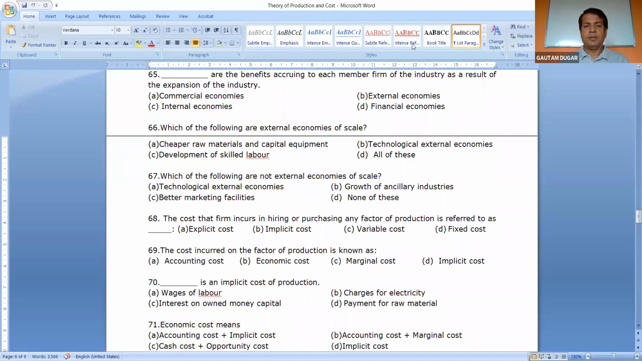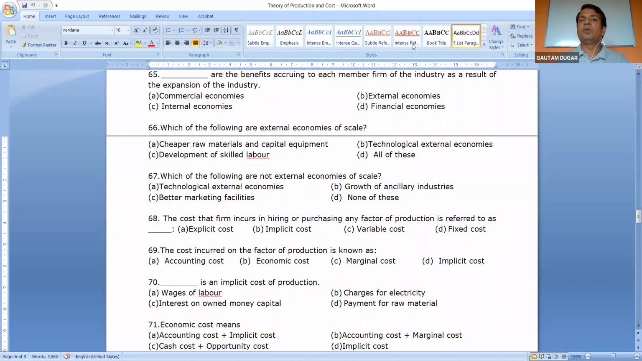68. The cost that firms incur in hiring or purchasing any factor of production. Now, from here onwards, we start moving down towards cost. Till question number 67, we were dealing with the topic of theory of production, the short run, long run, and as well dealing with the internal and external economies. From here, we'll start with cost.